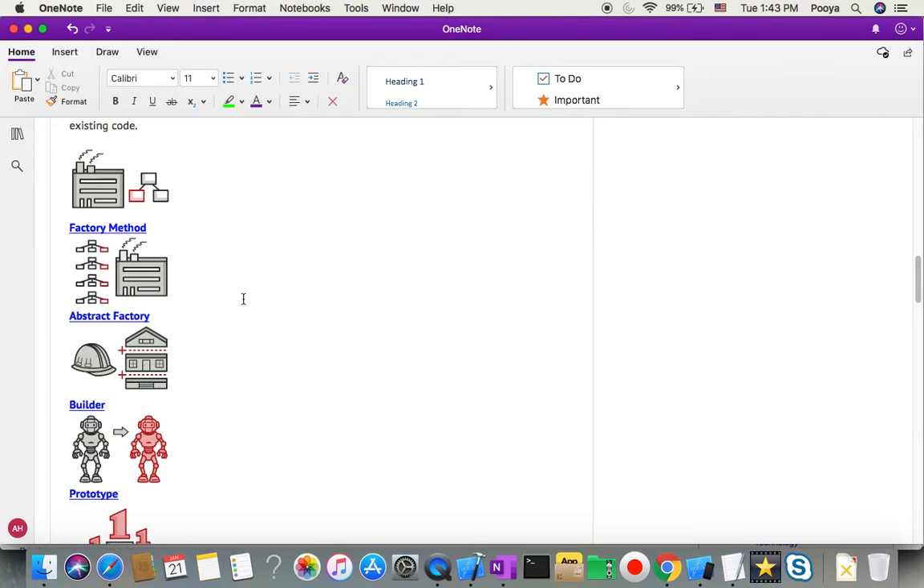So factory method: we have a problem. We want to create an object, but we don't know what the classes are. So factory method helps us to create an object without specifying the class, or at least being able to override the class in subclasses.